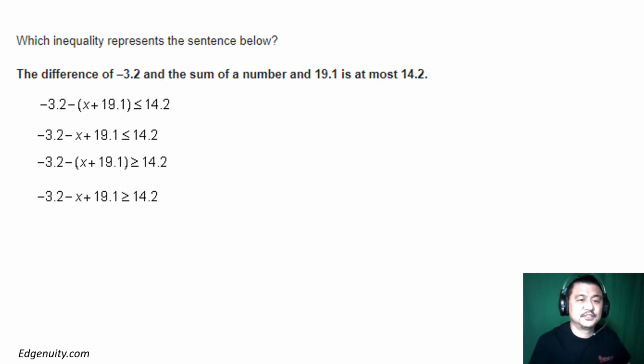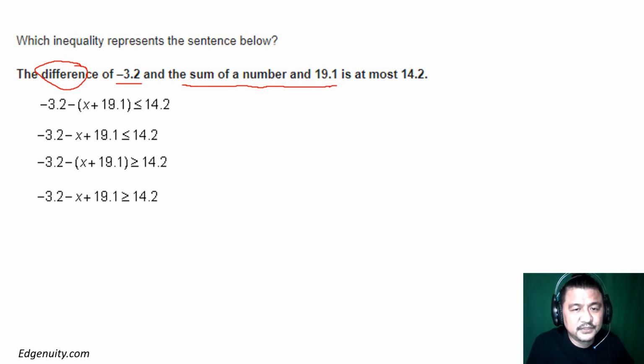Now let's try this ingenuity problem. The difference of negative 3.2 and the sum of a number and 19.1. So the sum of a number and 19.1. You see that? They were added. So you got that correct.